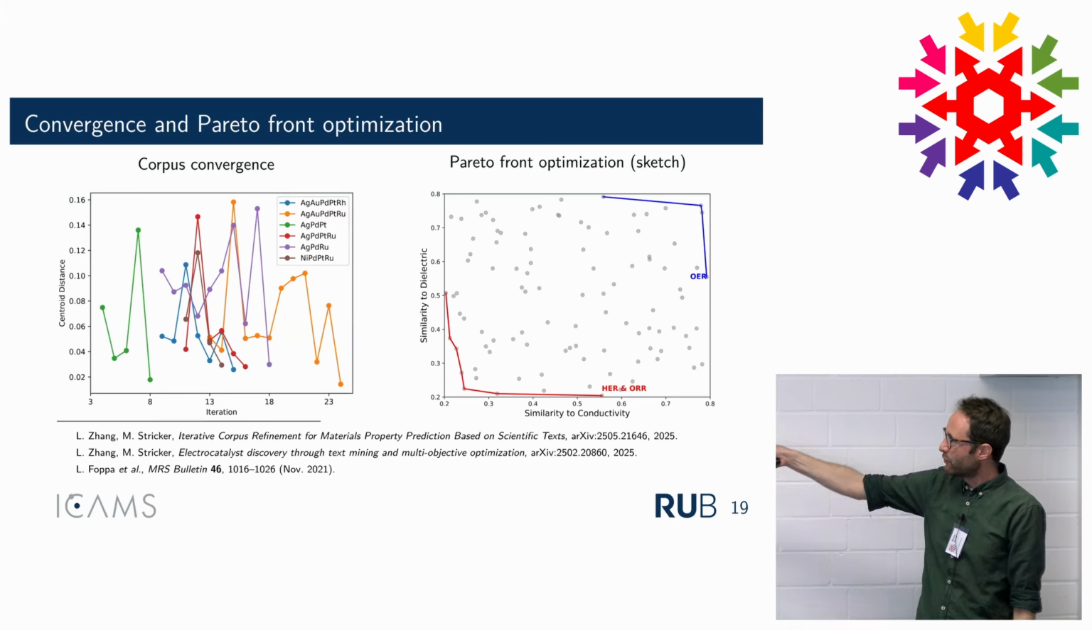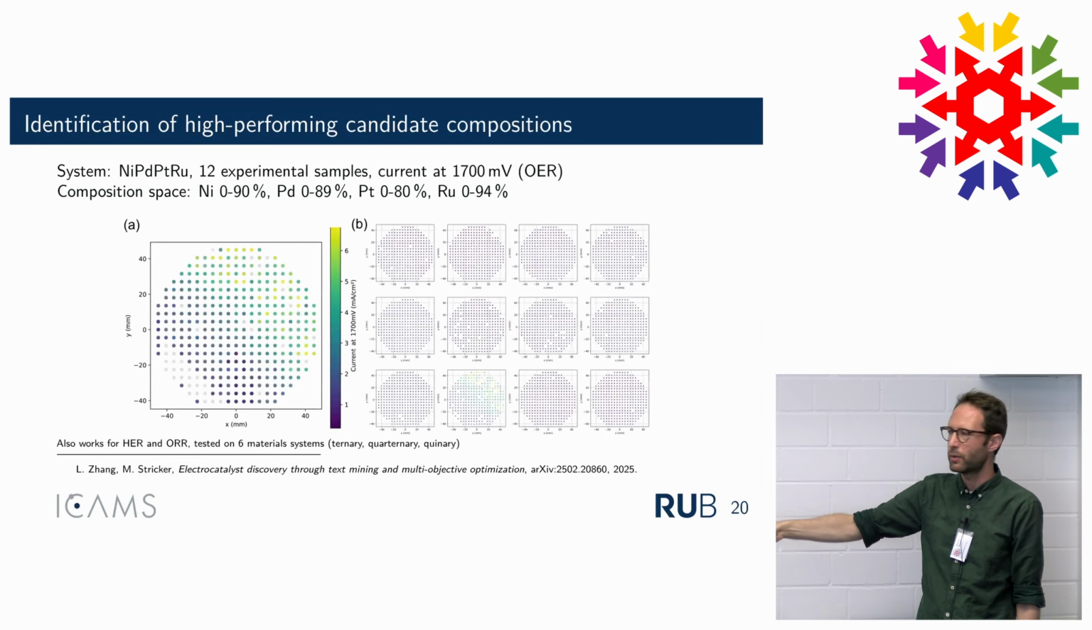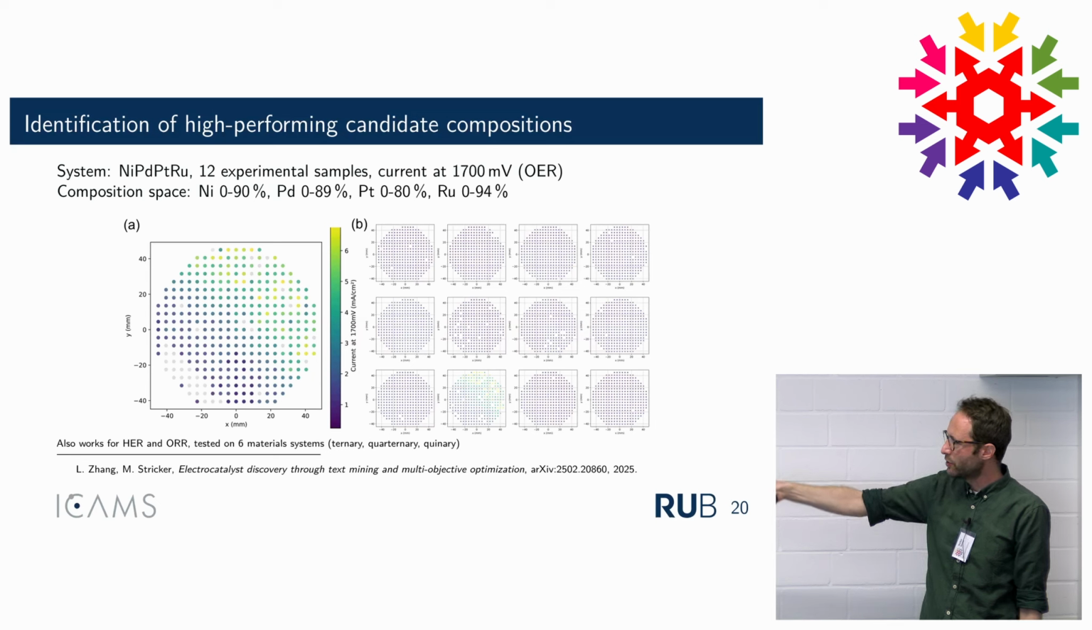And then we do a Pareto front optimization. So in this space for the oxygen evolution reaction, we look for the compositions that are on the upper edge, and for the hydrogen evolution reaction and the oxygen reduction reaction, we look for the compositions on the lower edge. And this is just one of 6 examples where a huge space in nickel, palladium, platinum, and ruthenium was experimentally checked, and here higher is better, so it's OER, higher current.